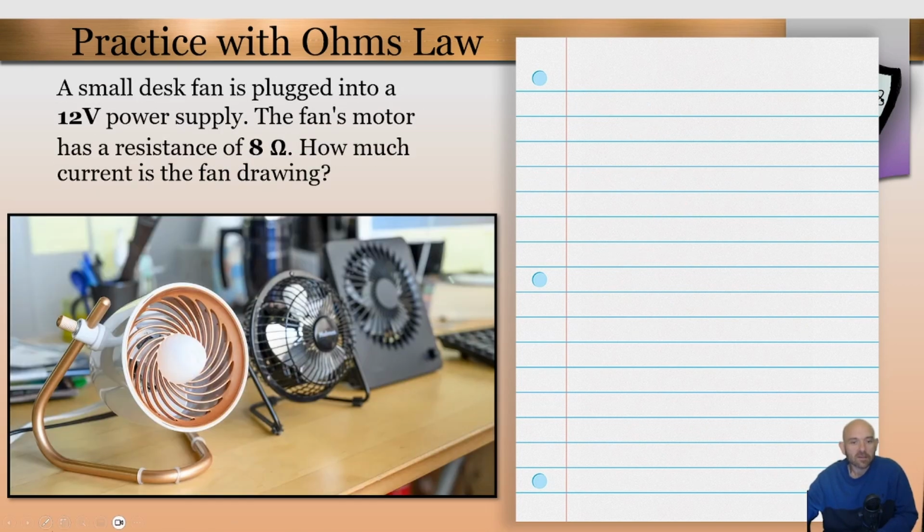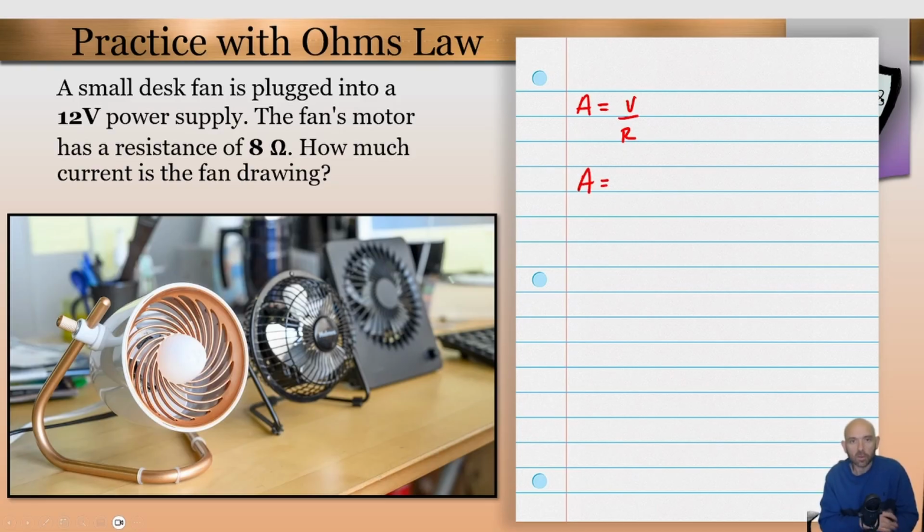Here we have our last example, which reads, a small desk fan is plugged into a 12 volt power supply. The fan's motor has a resistance of 8 ohms. How much current is the fan drawing? So again, we remember that amps is equal to volts divided by resistance. And in this case, we're being asked to solve directly for amps.